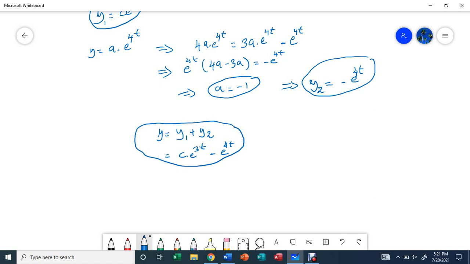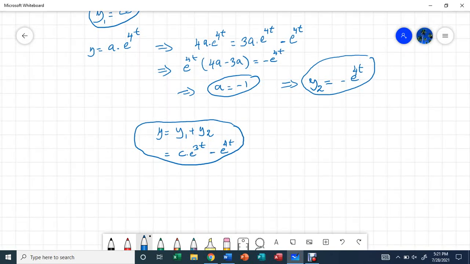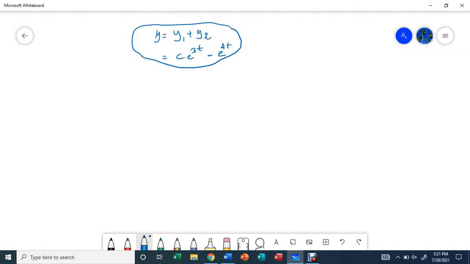Now let's try one more example with a trig function. Second example, dy over dt equals negative 3y plus sine 4t.